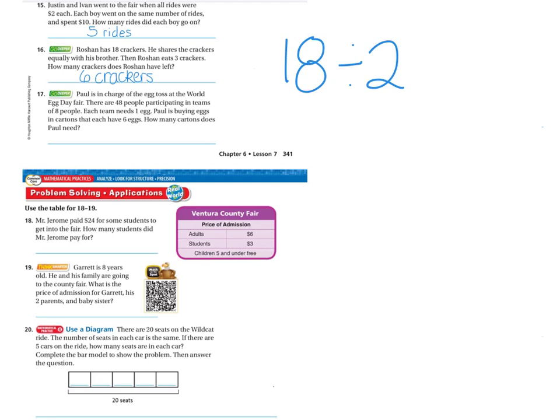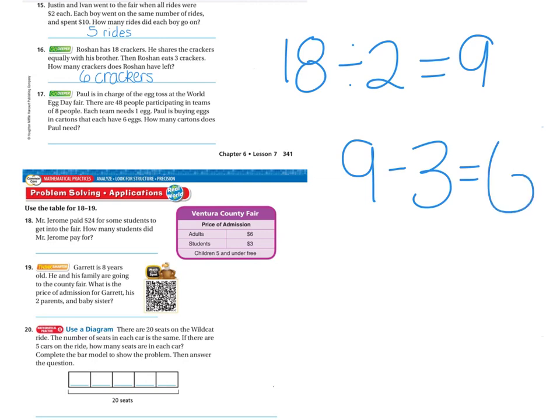If you needed to draw this out and partition, make 2 groups, partition the 18, count how many crackers are in each group, you could have done that. That's okay. 18 divided by 2 is 9. So I know each of them are going to get 9 crackers. Now, if Roshan eats 3 of these crackers, we need to subtract. 9 minus 3 is 6. How many crackers does Roshan have left over?